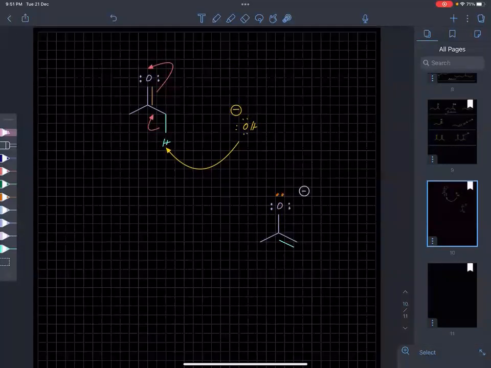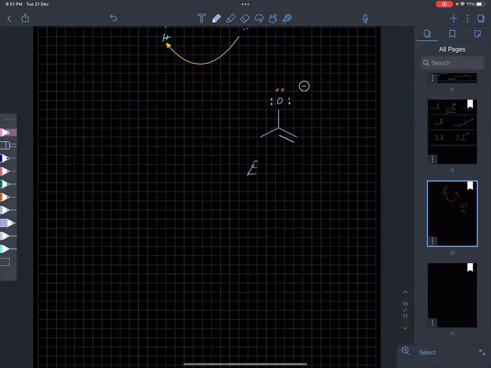Because here only 1 electron was with us. It has 1 extra electron. Now 2 electrons are with us. That's why negative charge. To look at the formal charge, you distribute the electrons: 1, 2, 3, 4, 5, 6 electrons, and oxygen is supposed to have 6, that's why it was neutral. Now count the electrons: 1, 2, 3, 4, 5, 6, 7. So that's why negative 1. Now this is called an enolate.